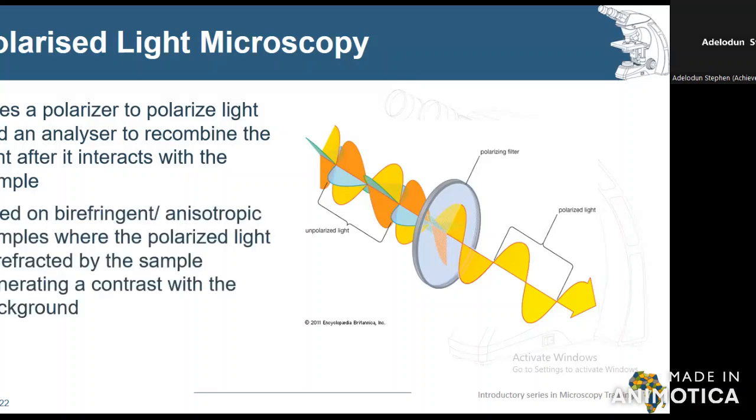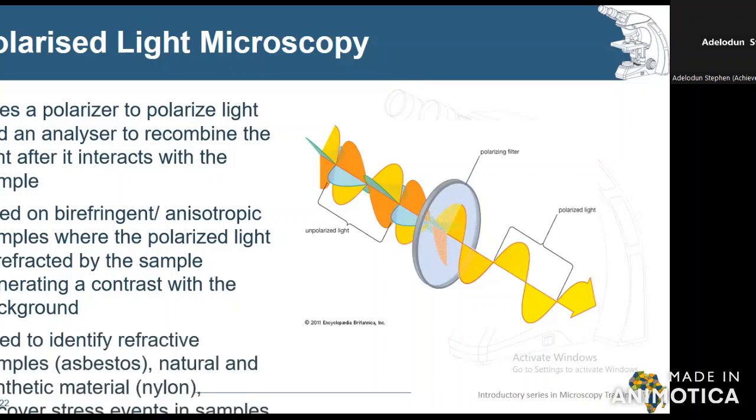At the end of the day, there will be an analyzer that will be used to bring those lights together. You will use an analyzer to collect the light from the sample and recombine it later. So we make use of polarized light microscopy to examine the optical property and the anisotropy property of matter.